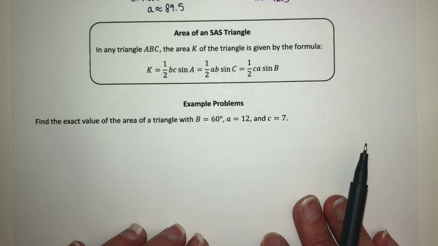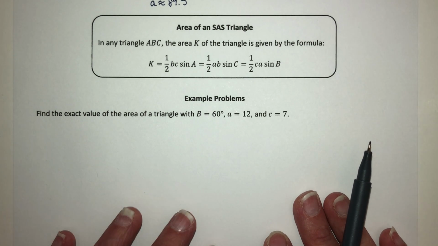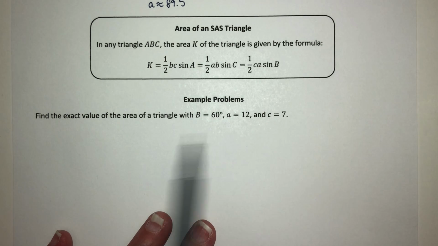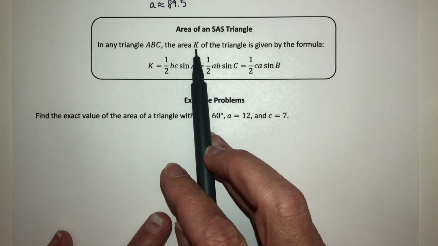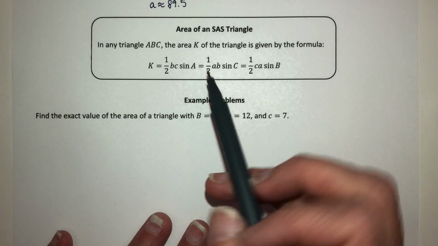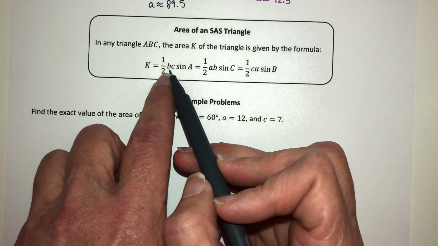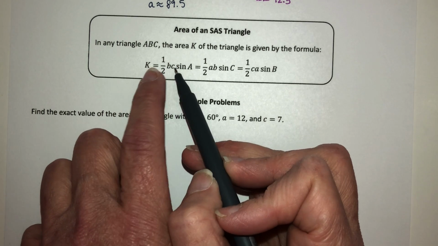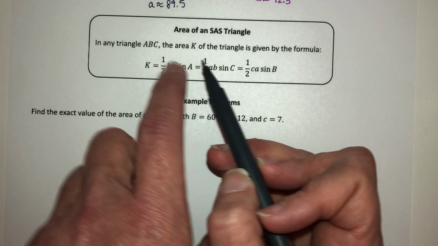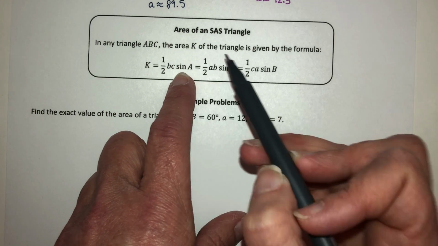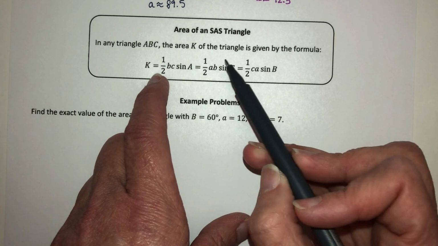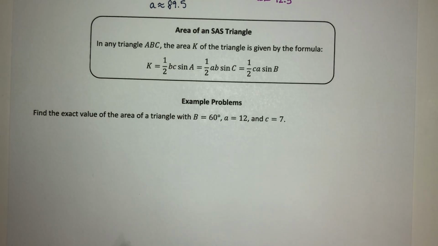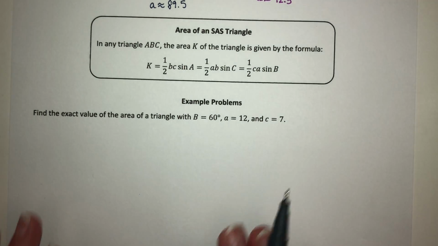Now, there's one more topic here, and that's finding the area of an SAS triangle. Okay, if we have any triangle ABC, the area of that triangle is given by this formula. All you need to know is two sides and the angle between. Half of the two sides multiplied together times sine of the other angle. So here it's bc sine A, ab sine C, ca sine B. Okay, and they're all equivalent. So let's look at this problem.